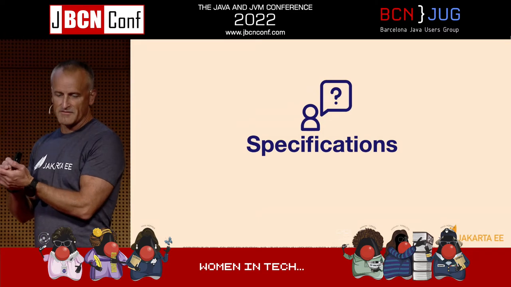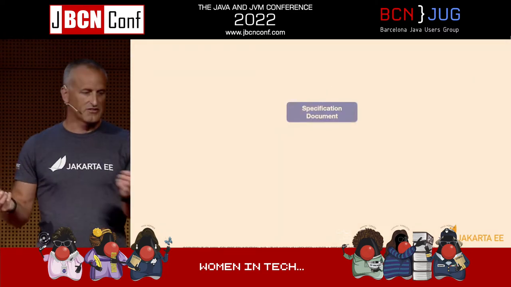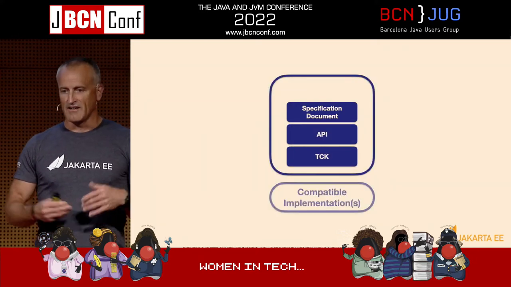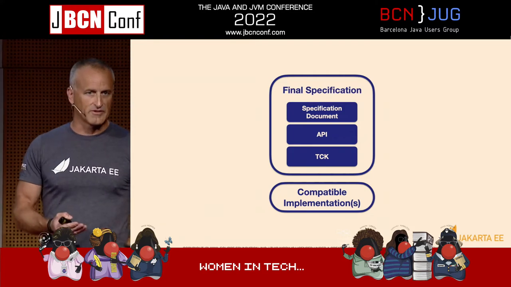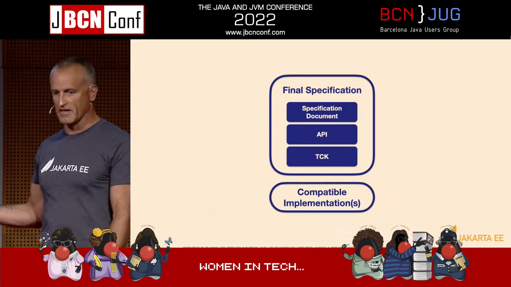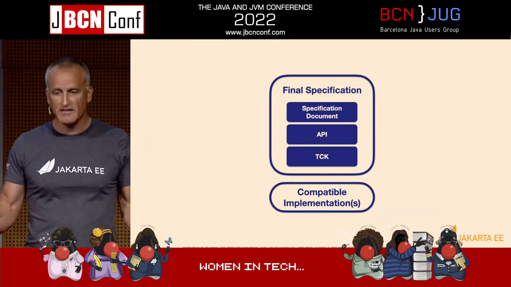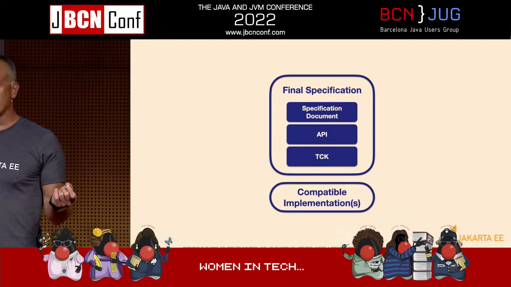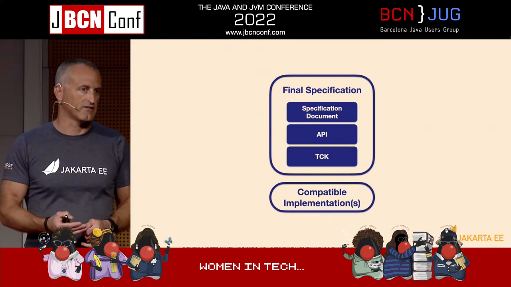And when we talk about Jakarta EE, we talk about specifications. I'll just do a short recap here of what a specification is. In our case, it is a specification document or some sort of documentation. It could be Javadoc, it could be something else, but it's usually an HTML or PDF document you can read. So that is human readable. And it's also an API that you can use to program against. So a jar file you would typically download from Maven Central.